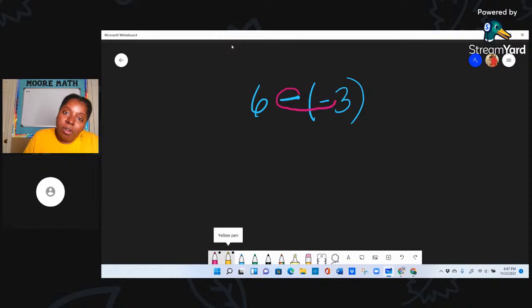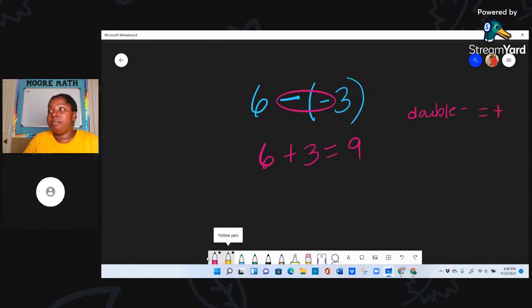Right here is what we call a double negative. Okay. So if I say I'm not going to the movies, what does that mean? I am going to the movies. Good, right? A double negative equals a positive. Okay. I'm going to write that down. So this really says 6 plus 3. And what's 6 plus 3? 9. Okay.